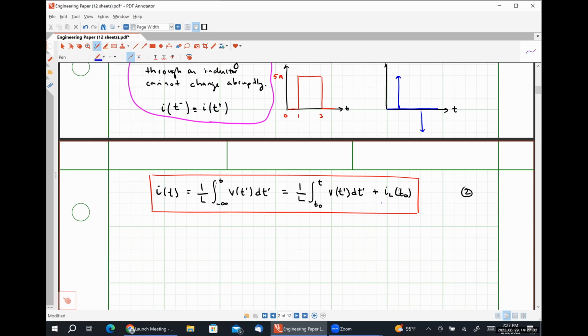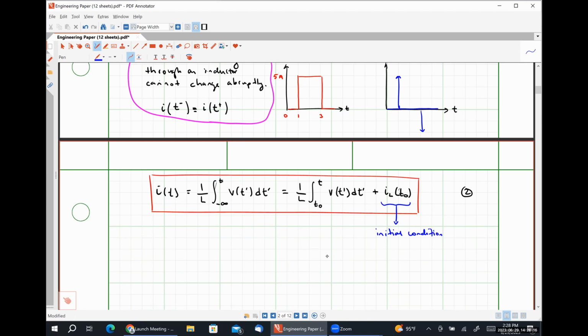And this part right here is known as an initial condition. Okay. So what this means is that, in a very simplistic sense, an inductor has memory. And what I mean by that is that present values of inductor current depend on how much current was flowing through the inductor in the past.